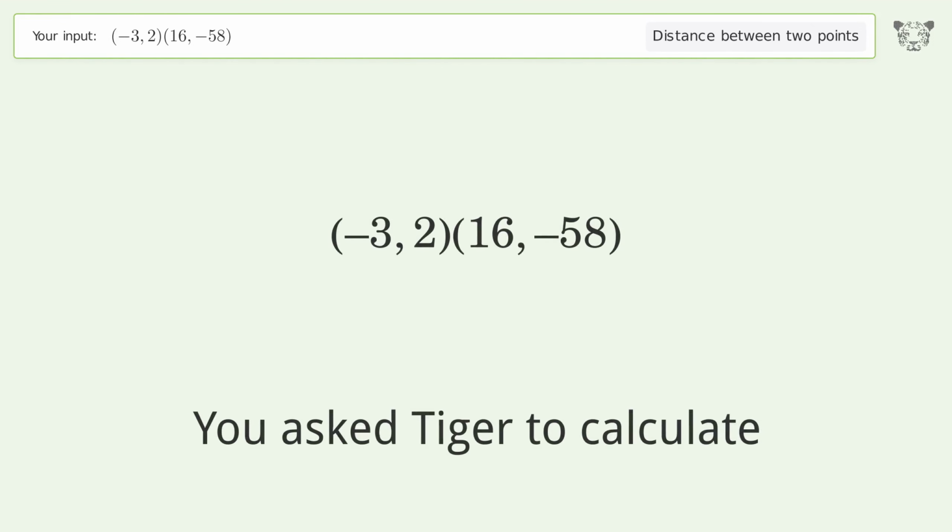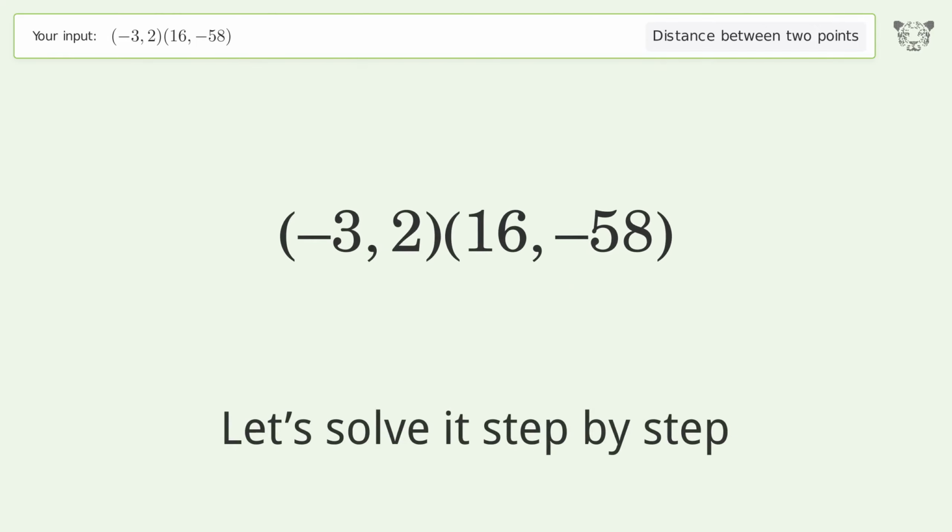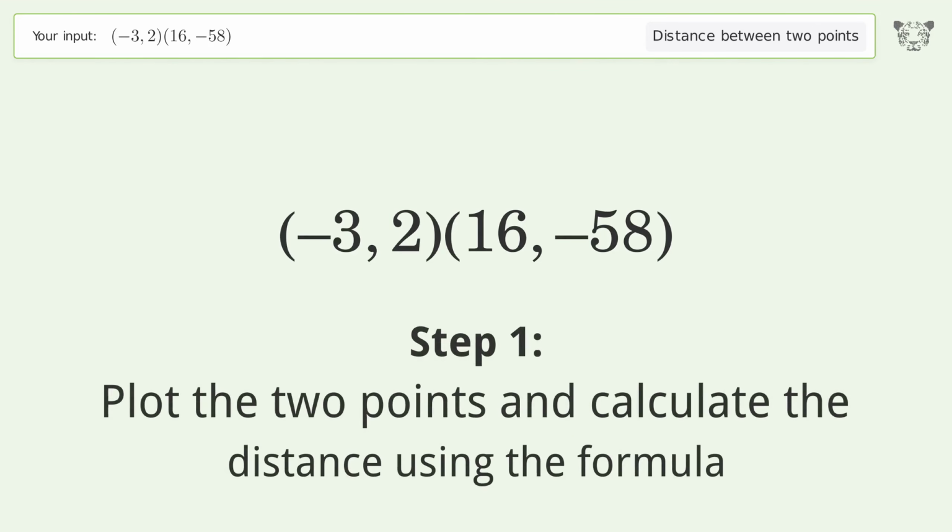You ask Tiger to calculate the distance between 2 points. The distance between the 2 points is the square root of 3961, or 62.936. Let's solve it step by step. Plot the 2 points and calculate the distance using the formula.